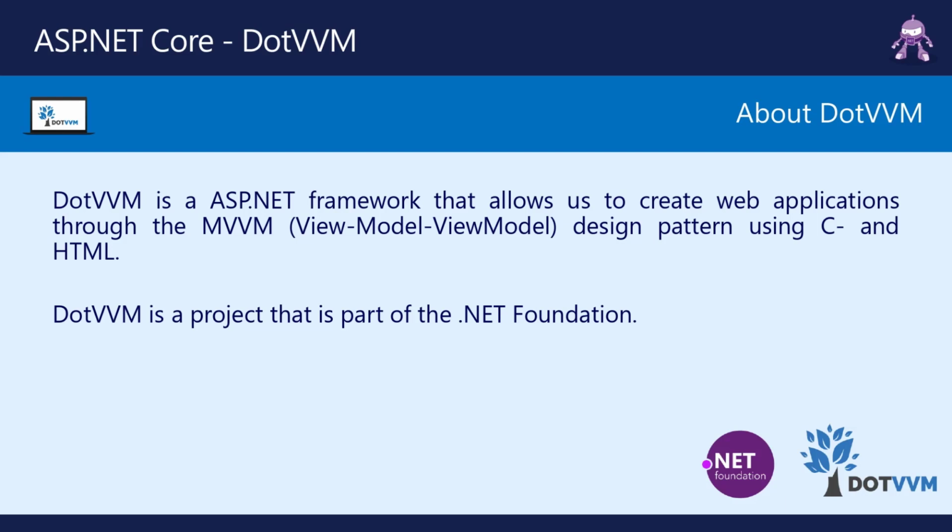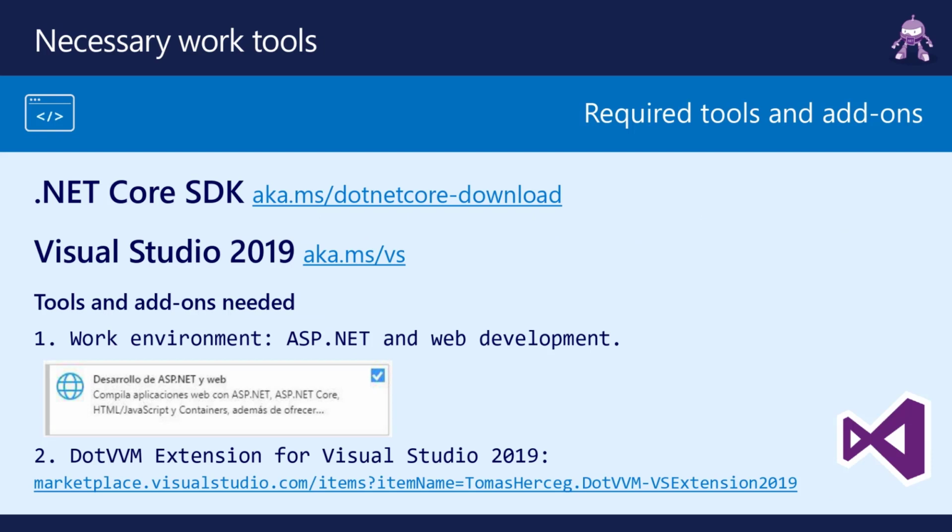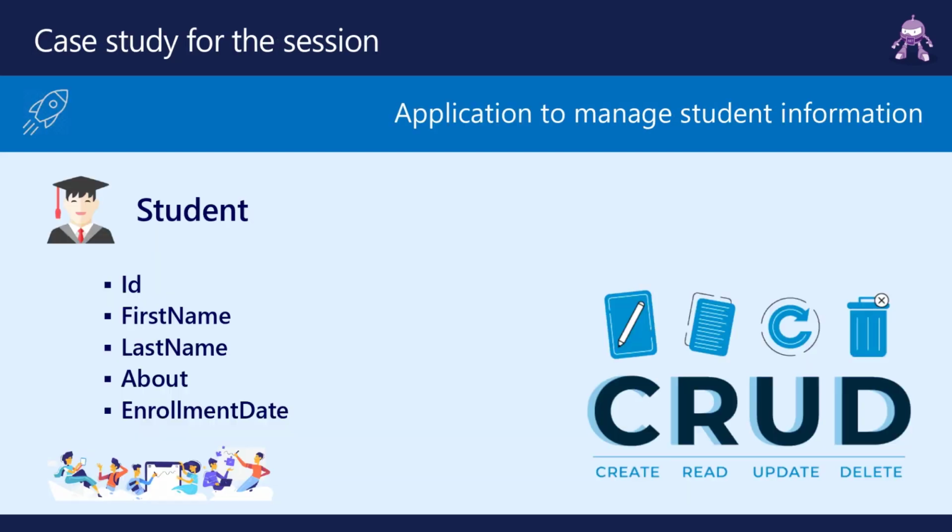Alright, now that we've seen all these concepts, let's see what we have to work with .vvm and ASP.NET Core. First, we need the SDK to be able to work with .NET Core. Then, we need a development environment. This may be the one you want, but in this case, the best option is to use Visual Studio 2019. In this tool, we will need the ASP.NET and web development workload. Finally, we will need the .vvm extension for Visual Studio 2019, which we can find in the marketplace of this tool. With this in mind, now let's move on to the practical part.